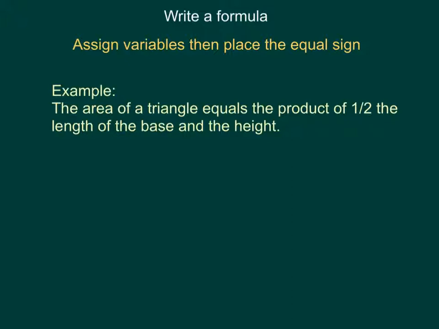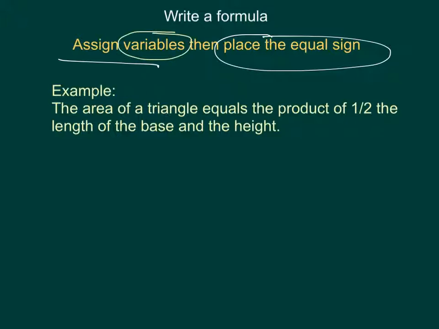So the next thing we're going to look at is how to write formulas. And with this, you want to assign variables and then place the equal sign. And so this is a little bit different than last time because we may have multiple variables in one example. So the example, the area of a triangle. So let's just represent area with A, because that's typically how we see area.